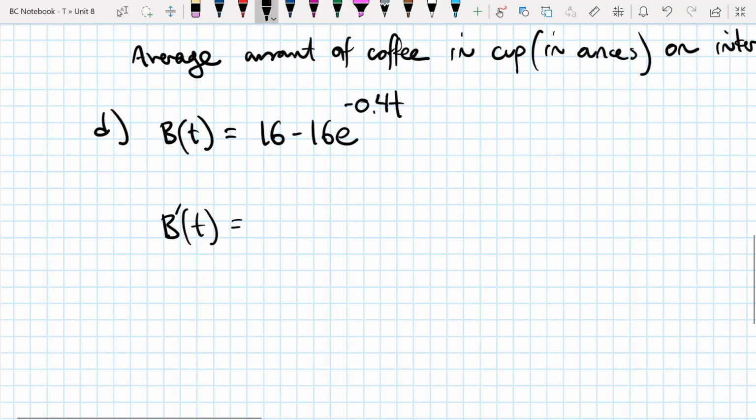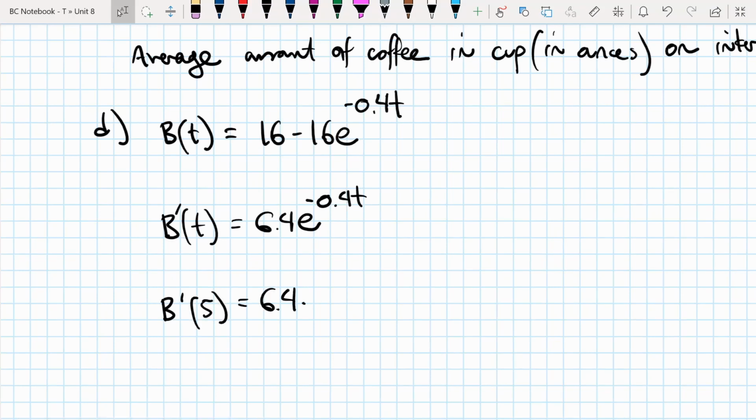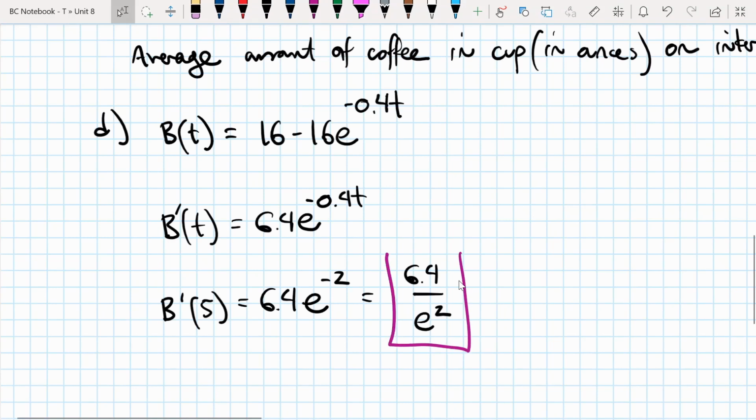So for the derivative, the 16 will go away. This becomes positive 6.4 e to the negative 0.4 times t. And then the value of the derivative at this point is 6.4 e to the power of negative 0.4 times 5, which is negative 2. And so we get 6.4 over e squared. And that is the value of the derivative of this function at 5. Okay, and that's the answer for the last one.